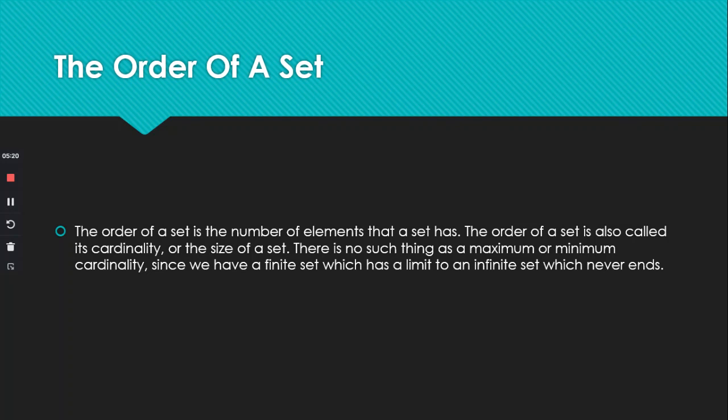It goes 1, 2, 3, 4, and then it goes on forever. It never ends. So that's an infinite set. So that's not really a maximum cardinality. You couldn't call that maximum cardinality because it never ends here. And a minimum cardinality, you can have any minimum cardinality. You can stop here and stop here and stop here. So technically, there is no such thing as a maximum or minimum cardinality.